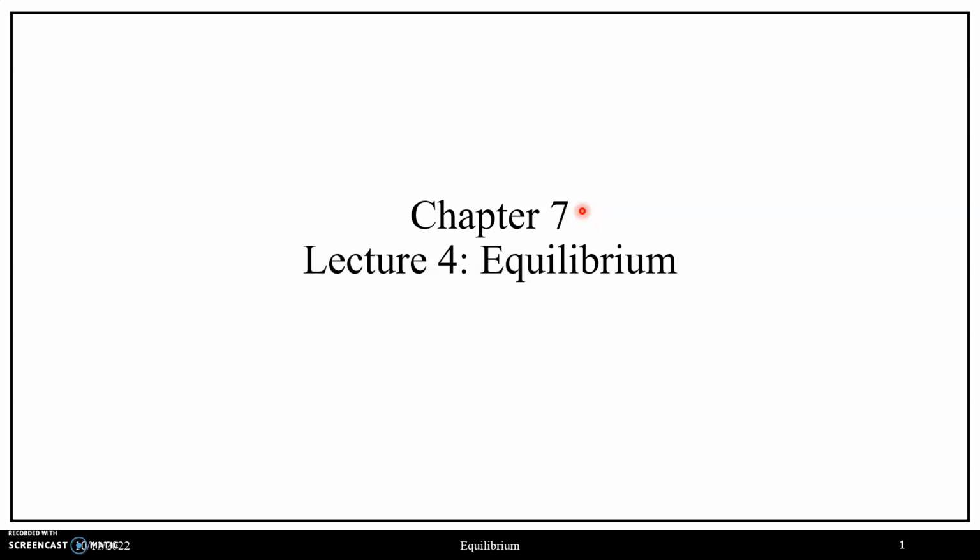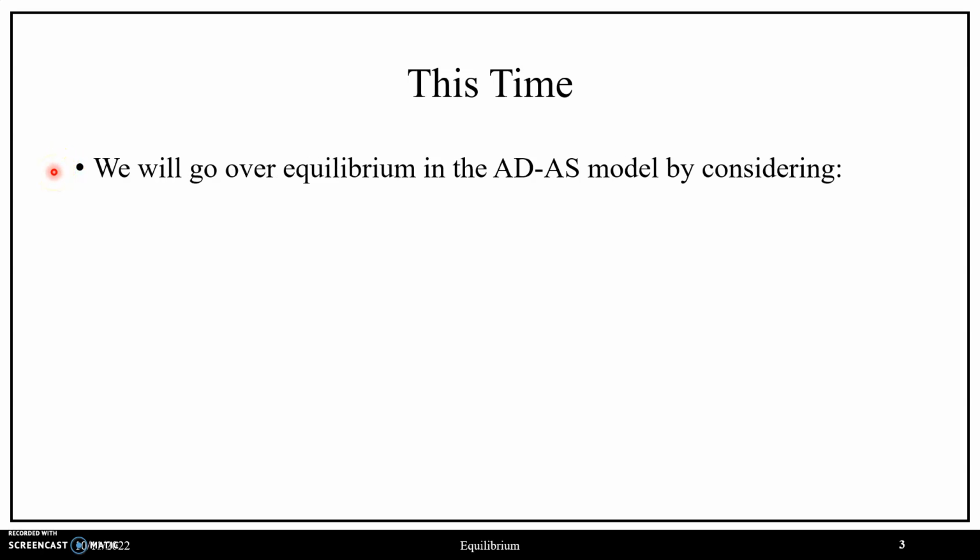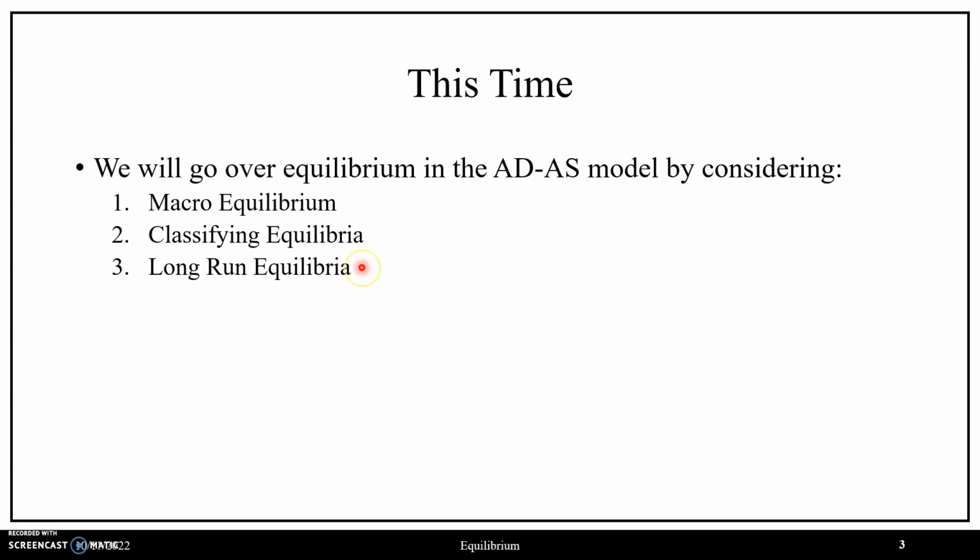In this video, we continue our discussion on Chapter 7, where last time we went over the aggregate demand curve in the ADAS model. This time we will go over the equilibrium concept in the ADAS model by defining a macroequilibrium, from which we will classify different types of macroequilibrium in the form of a long-run equilibrium and a short-run equilibrium, which will then allow us to conclude for the day with a summary.